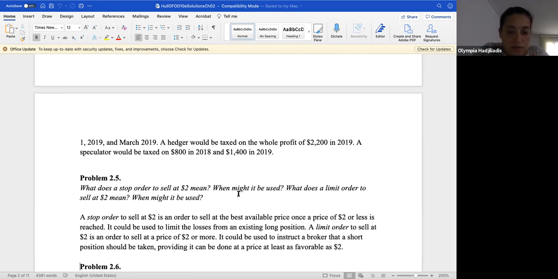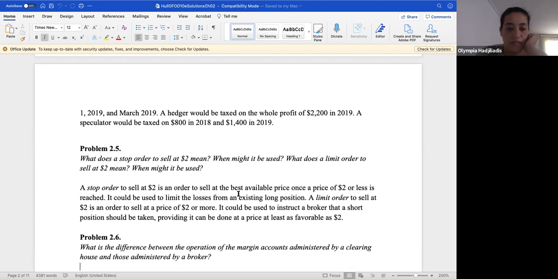So a stop order to sell at $2 is an order to sell at the best available price once a price of $2 or less is reached. It could be used to limit the losses from an existing long position. A limit order to sell at $2 is an order to sell at the price of $2 or more. It could be used to instruct a broker that a short position should be taken, providing it can be done at a price at least as favorable as $2.